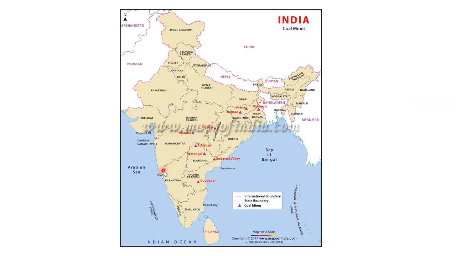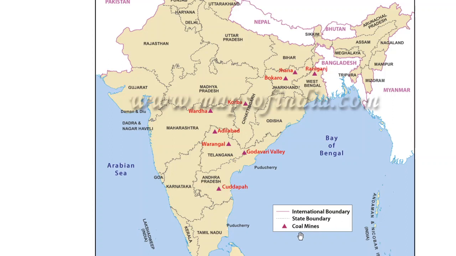So if you observe the map of India, okay, the states where the coal mines are, that is Andhra Pradesh, Telangana, Maharashtra, Chhattisgarh, then Jharkhand and West Bengal. Okay, in Maharashtra there is Wardha, that is a coal mine. Okay, in Telangana it is Warangal and Adilabad. Coal mines are there in Andhra Pradesh, that is Kadapa, okay, and at the river Godavari there is the Godavari Valley. Okay, there is also a coal mine there. In Chhattisgarh, there is Korba. In Jharkhand, there is Jharia and Bokaro, okay, and in West Bengal, that is Rani Ganj. So these are the limited sources available in India.